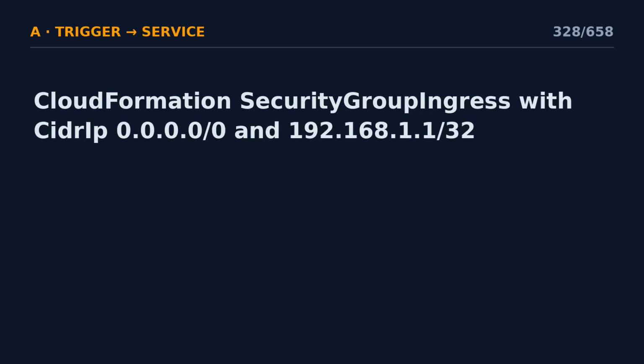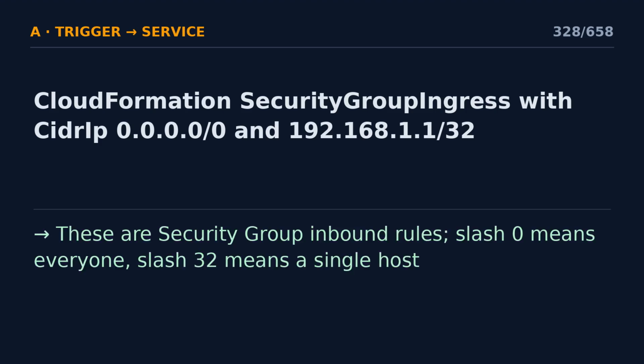CloudFormation security group ingress with CIDR or IP: 0.0.0.0/0 and 192.168.1.1/32. Answer: these are security group inbound rules. /0 means everyone, /32 means a single host.